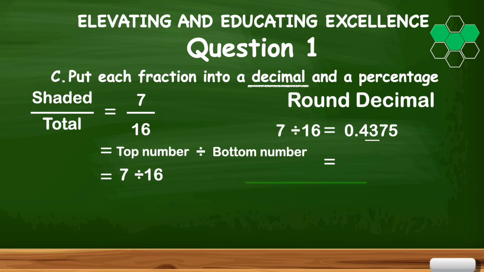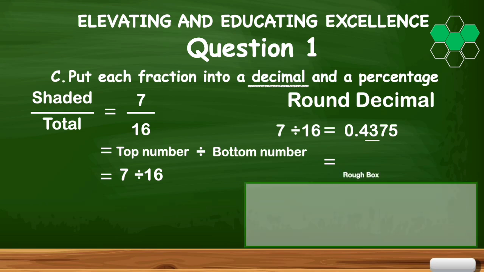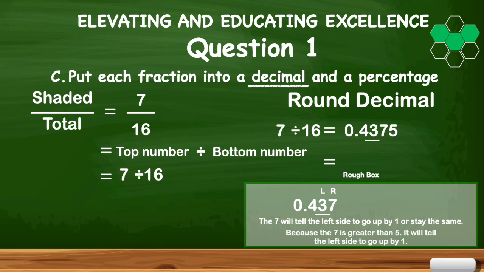So let's draw a rough box, and in this rough box, we're going to write 0.437. So remember, we're going to round to 2 decimal places. So let's underline that 3, and then we're going to label that 3 left side and the number beside it right side. The 7 will tell the left side to go up by 1 or stay the same. Because the 7 is greater than 5, it will tell the left side to go up by 1. Therefore, the answer is 0.44.